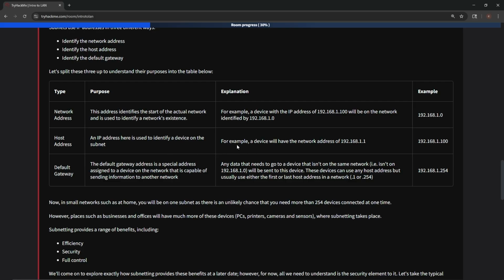For example, a device will have the network address of this right here. What's the difference? Why would it be just 1? Oh, .100? I don't know. I guess the 0 would be the network, and then traditionally the 1 is the device. Anyway, let's go.